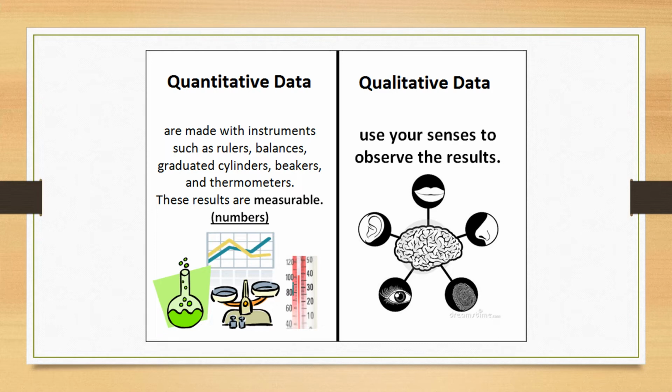Versus qualitative data, which is more about using your senses. So the way something looks, it's green. The way it smells, the way it tastes, what it feels like, it's fuzzy. These are things that would be qualitative types of data.